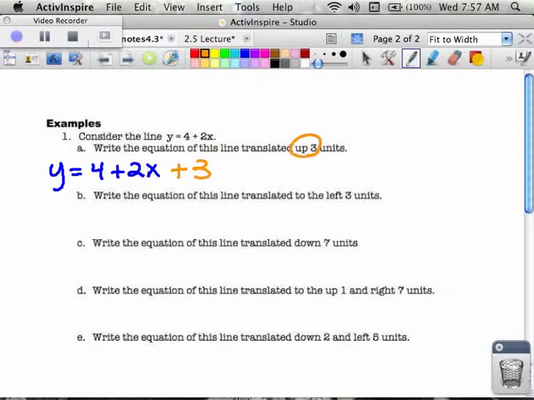Notice how it's not on the inside of a parentheses anywhere. If I'm going to simplify this, of course I should always simplify if I can. So now my new equation, if I wrote it in its simplified format, would be y equals, and then the 3 and the 4 together, of course, is 7 plus 2x. So this would be my ending equation. But just to kind of see what happened with the up 3, I put the plus 3 on the end there so you can see it.